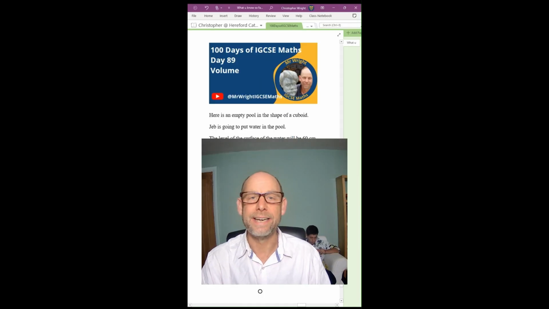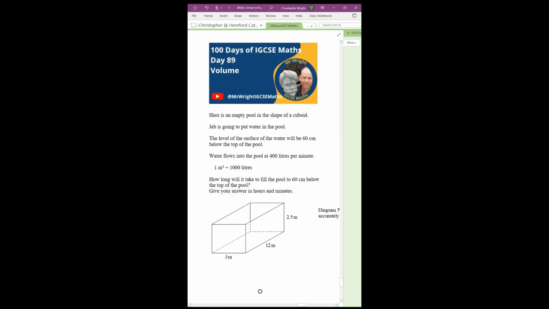It's day 89. Now's your chance to pause the film. Okay, so I need to find out the volume of water which I'm going to put in this swimming pool. So it's 3 metres by 12 metres, my block of water, but because it's being filled to 60 centimetres below the top, it's then multiplied by 1.9 metres because it doesn't completely fill the pool.